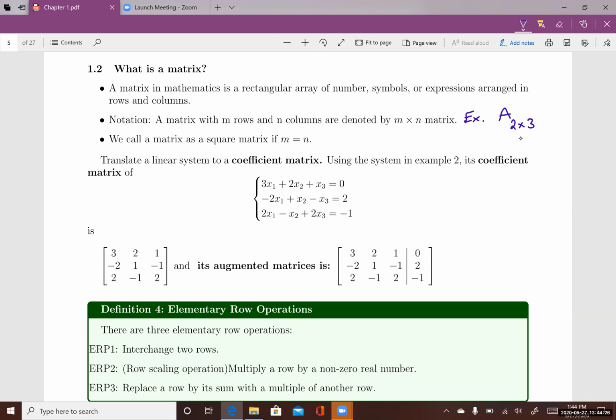And we call a matrix a square matrix if the number of rows is the same as the number of columns.